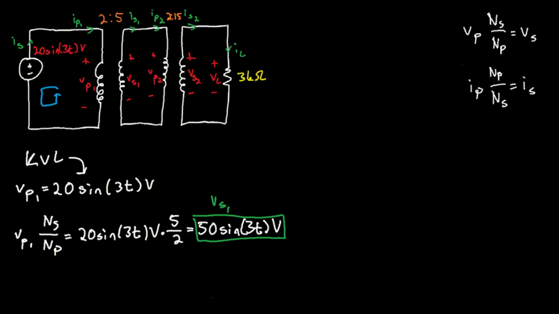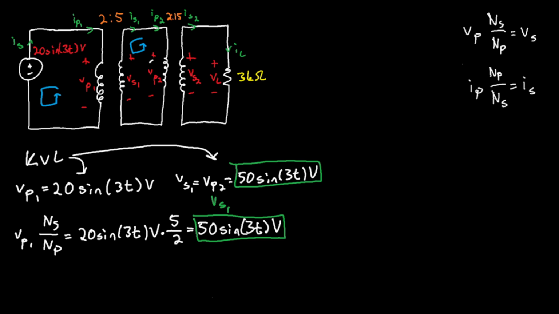Now that we found Vs of 1, again, we can just do KVL around this loop. So KVL gives us that Vs of 1 is equal to Vp of 2. Therefore, Vp of 2 is equal to 50 sine of 3t volts, right?